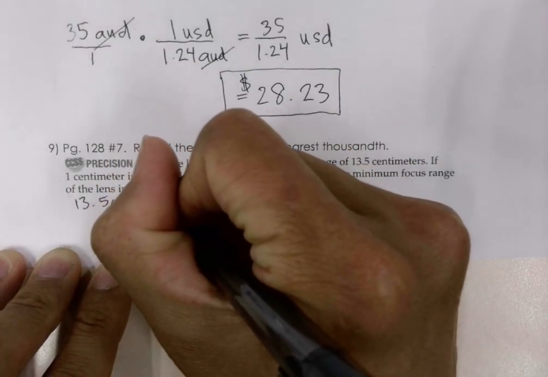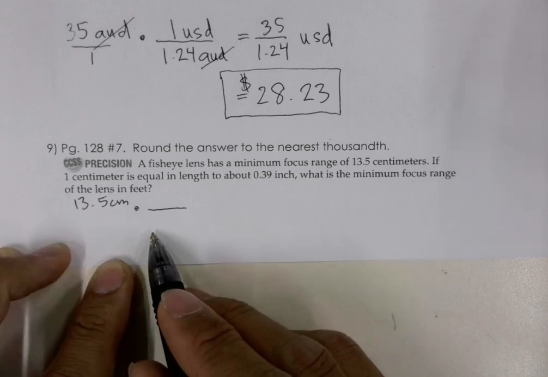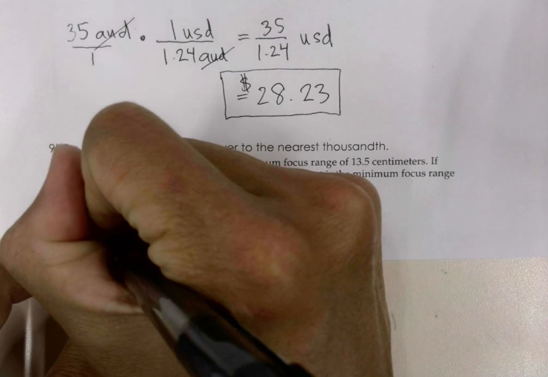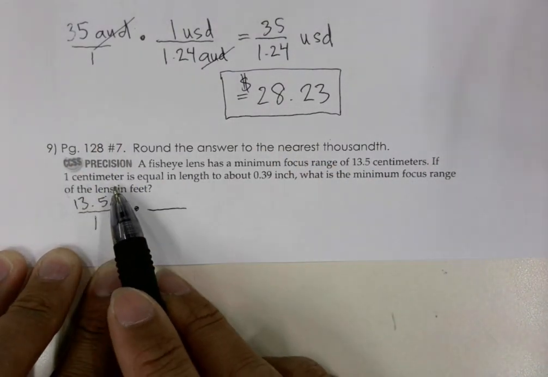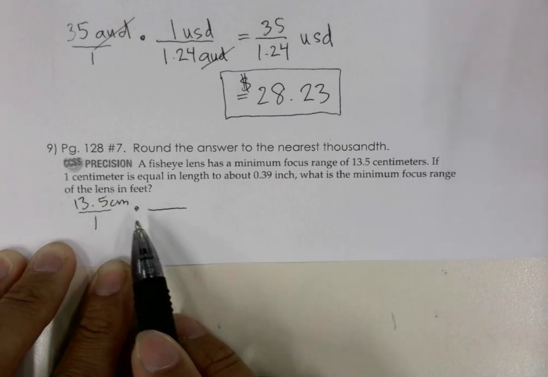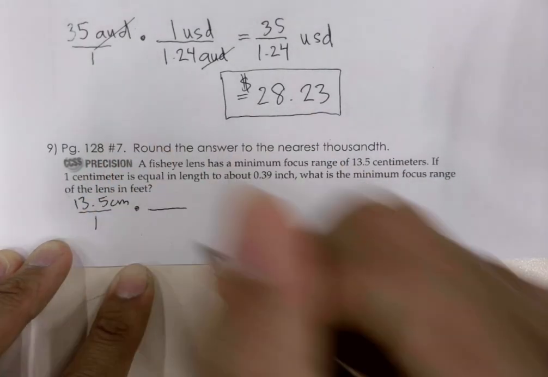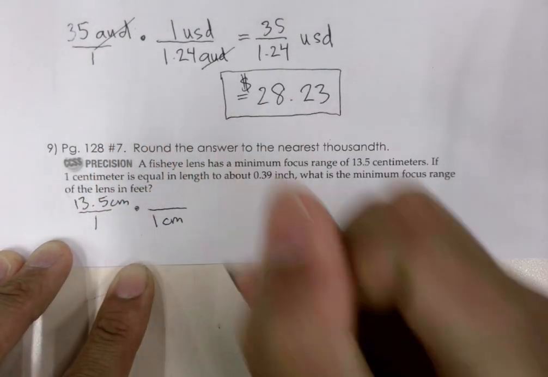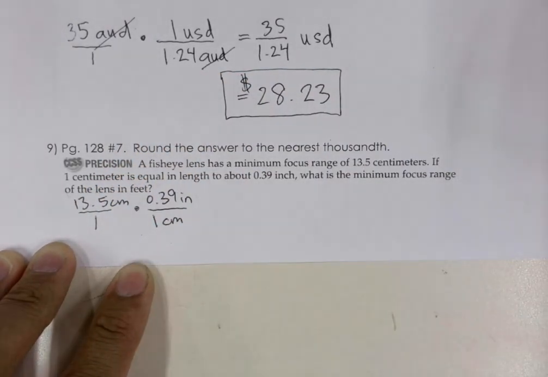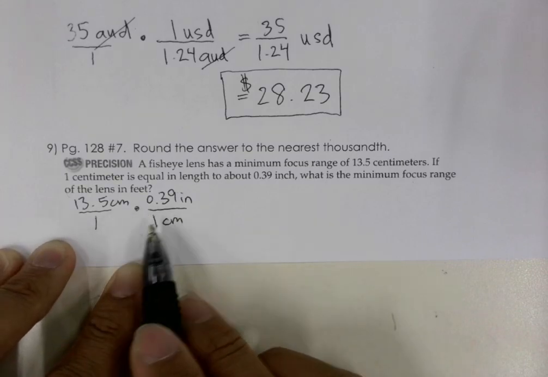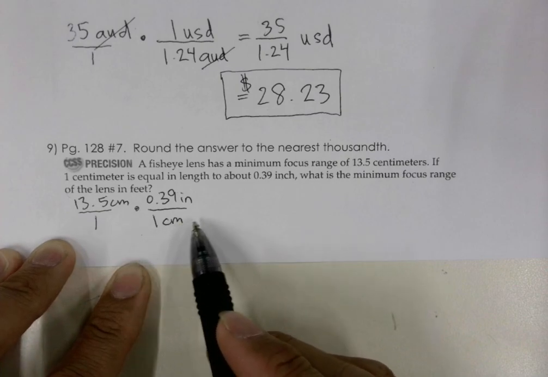We want to make sure when we multiply that centimeters is in the denominator. And the reason for that is we're going to put a 1 underneath 13.5 centimeters. And so since centimeters is in the numerator, we need centimeters in the denominator. Let's do 1 centimeter and 0.39 inches. So if we multiply this out, we'll see that our centimeters cancel out and we'll be left in inches.